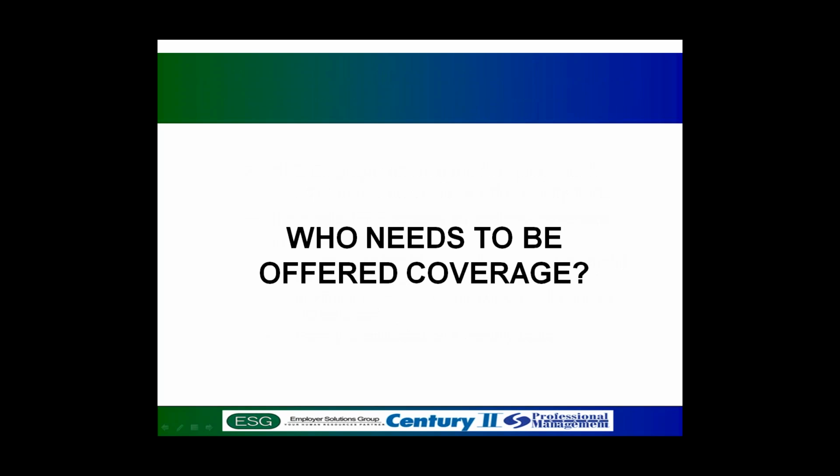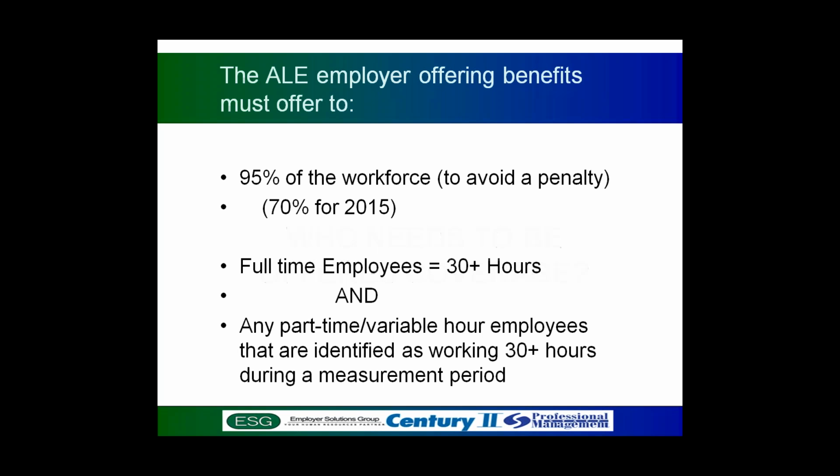So again, as Mary Beth alluded to earlier, probably one of the more challenging parts of ACA is determining who do we have to offer benefits to. Well, for applicable large employers to avoid a penalty, in the year of 2015, they have to offer benefits to at least 70% of their workforce. In the year of 2016, that'll be 95% of the workforce.